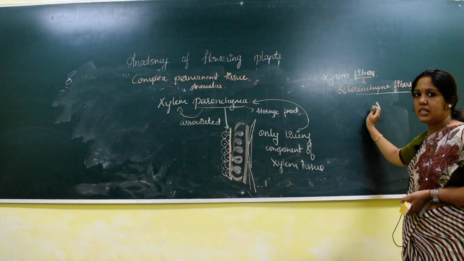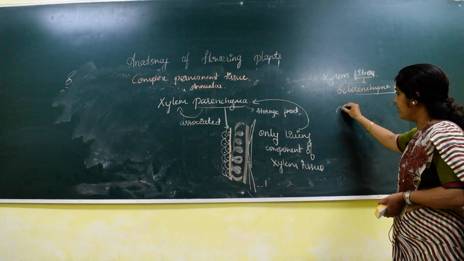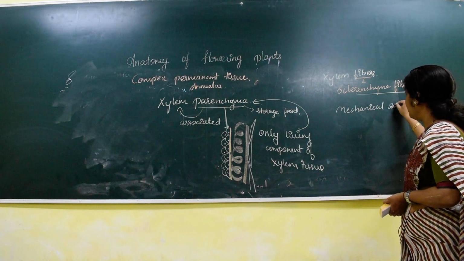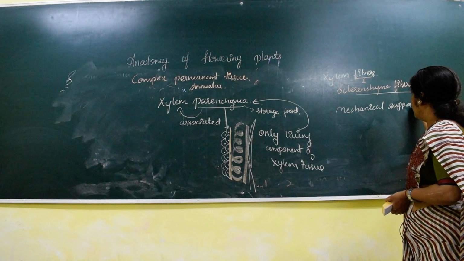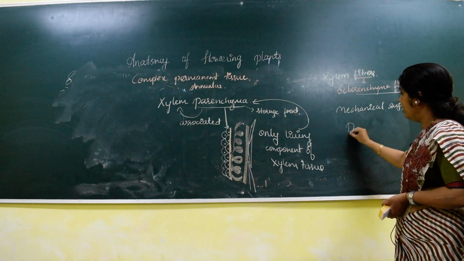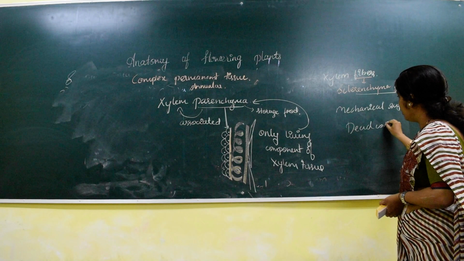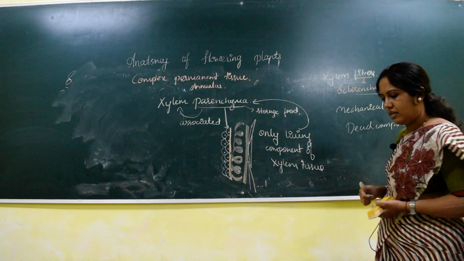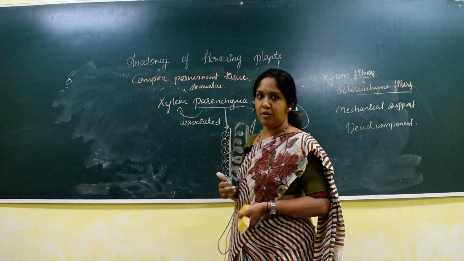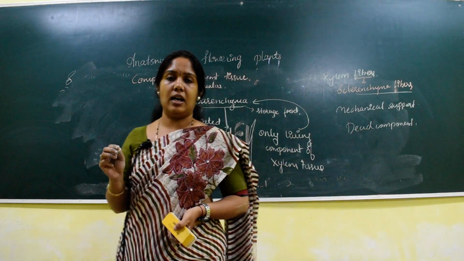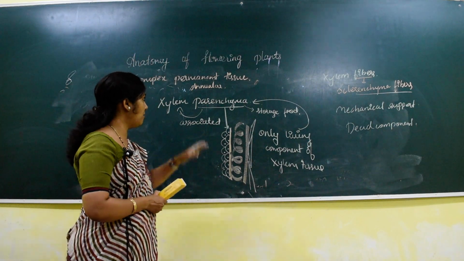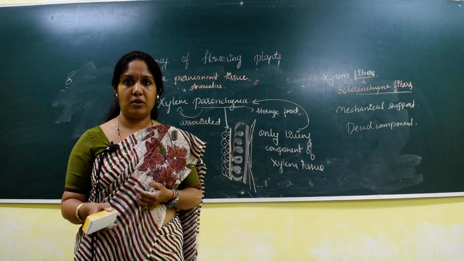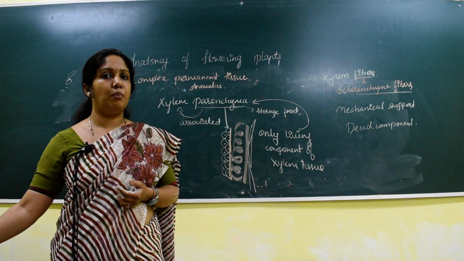Now what is the function of the sclerenchyma tissue? Again, it provides mechanical support to the xylem, and it is also a dead component of xylem tissue. So tracheids, trachea and sclerenchyma fibers or xylem fibers are the dead components, and the only living component is xylem parenchyma. The remaining three are dead components because they do not have a living protoplasm.